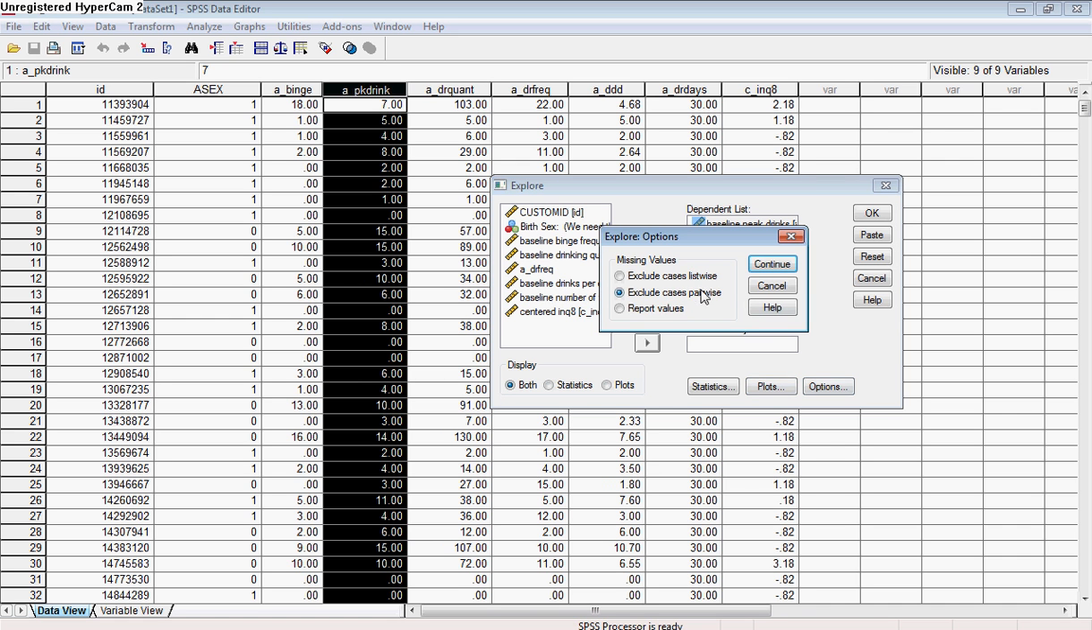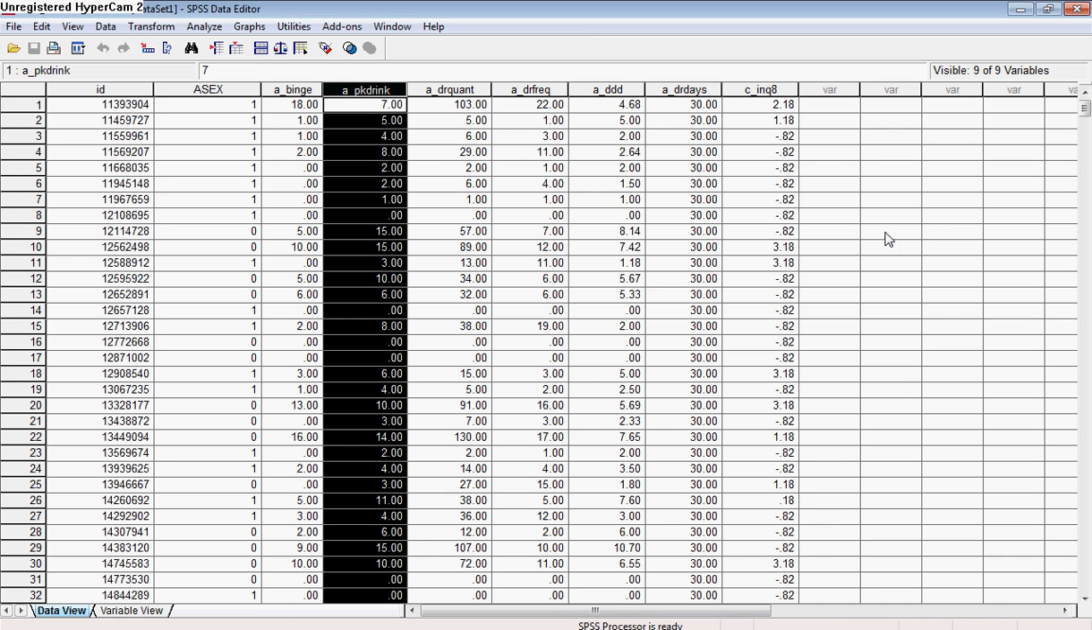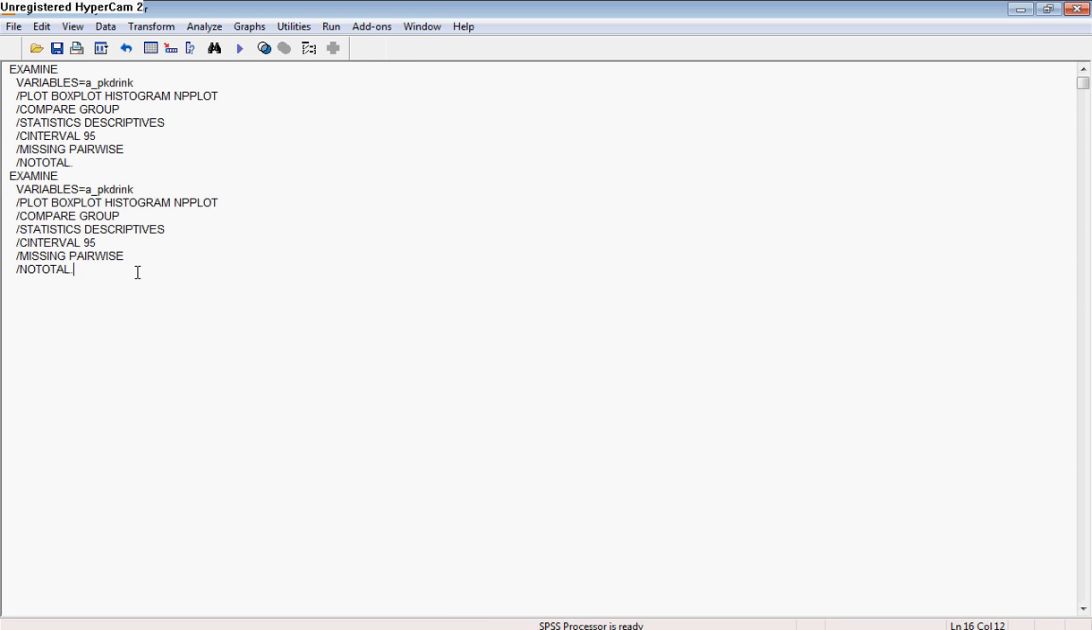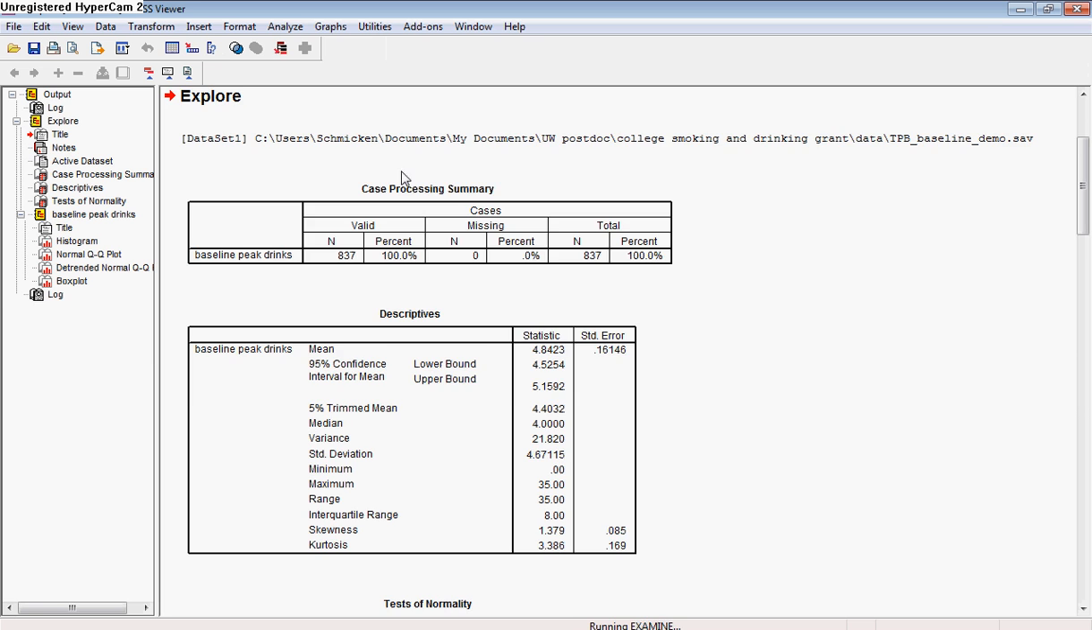And then for options, you want to go ahead and exclude cases pairwise in most cases, because otherwise, if a certain case is missing data on one variable that you have in your dependent variable list, it will exclude that case for all other variables as well. So that can really reduce the number of cases in your dependent list for the different variables. So you can go ahead and paste that syntax, and you'll see it shows up in your syntax window. You can highlight that and click the arrow to have it run.